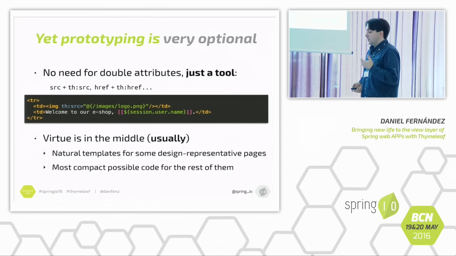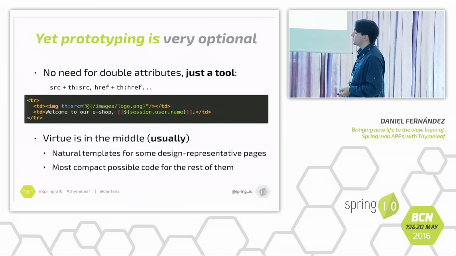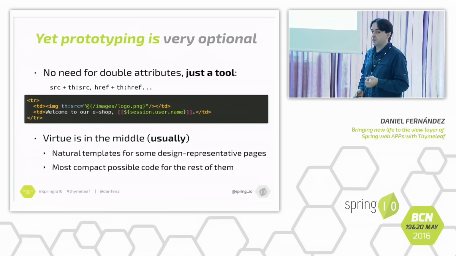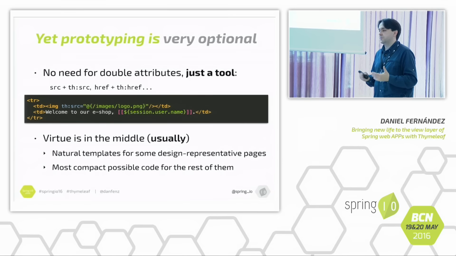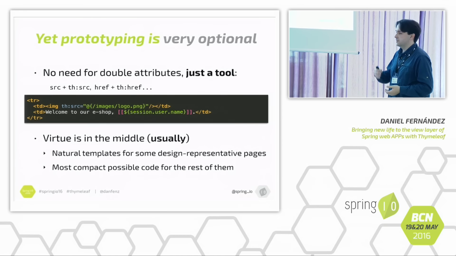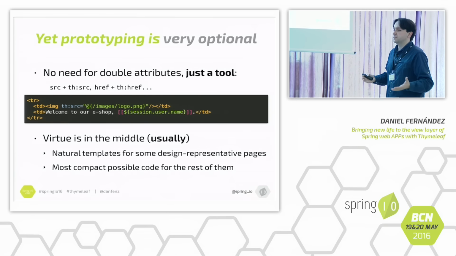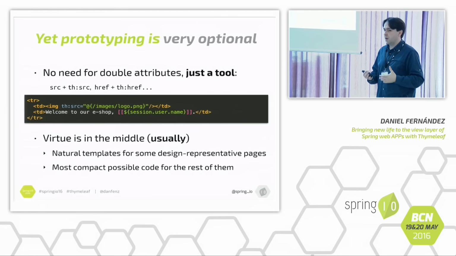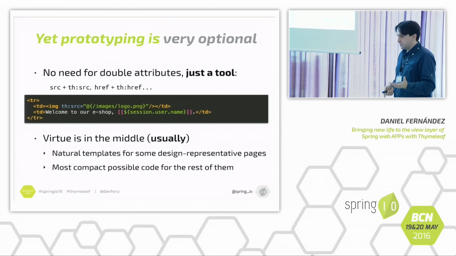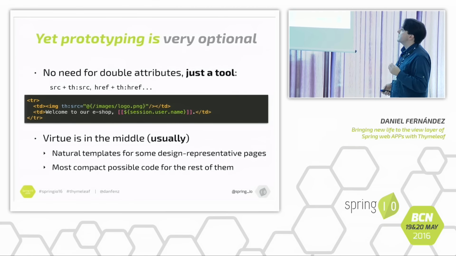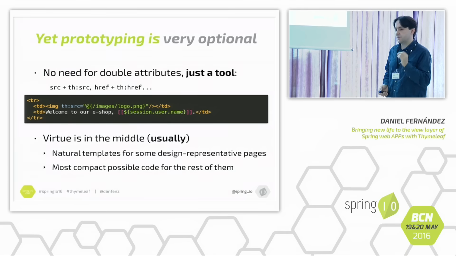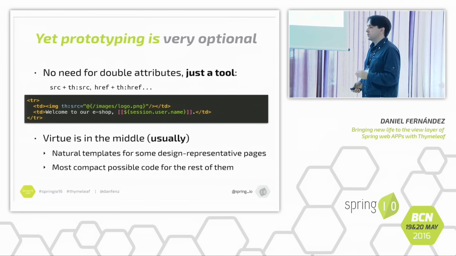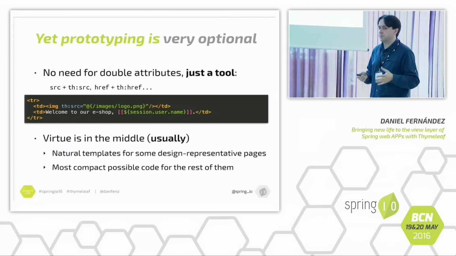Okay? And here you may say, okay, that looks fine, but it's a lot of hassle, because if I'm going to repeat all my attributes for all my tags, for my SRC, my hrefs, etc., it's going to be a lot of code that maybe I don't need. I don't actually want to do natural templates, so I want to do it only sparingly. And that's perfectly fine, because in Thymeleaf, that thing is just a tool. Okay, it's something you can use. It's not something that you're forced to use.